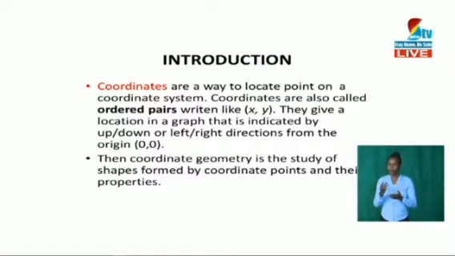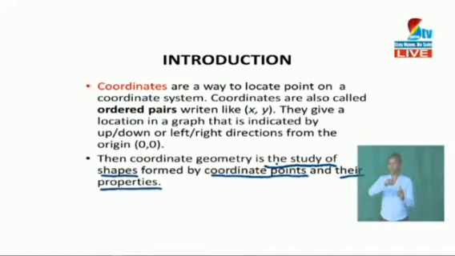So we have our introduction. Maybe we can just look at what coordinate geometry is about. Coordinate geometry is the study of shapes formed by coordinate points and their properties. So that's what coordinate geometry is all about. If you want to know what coordinate geometry is about, it's all about that.